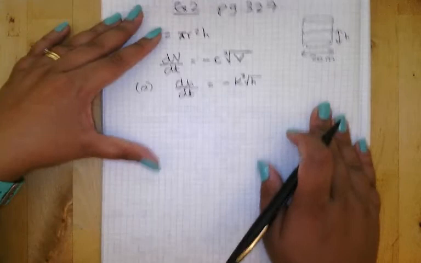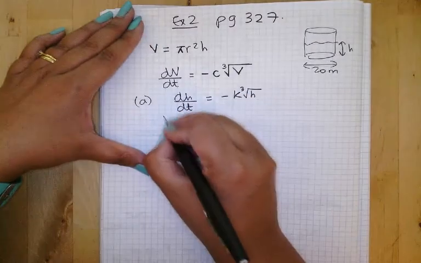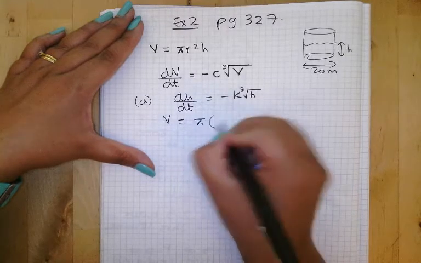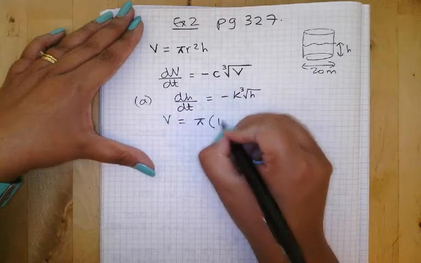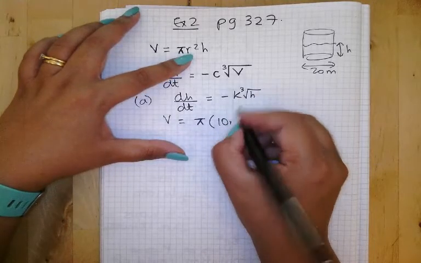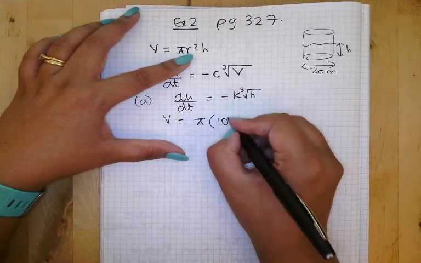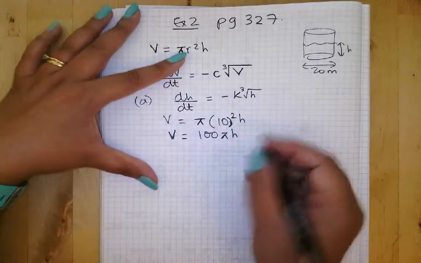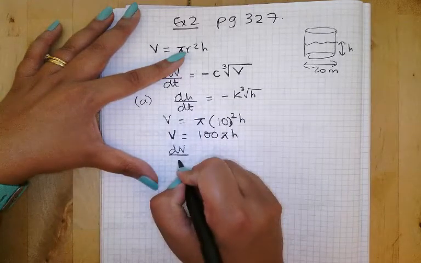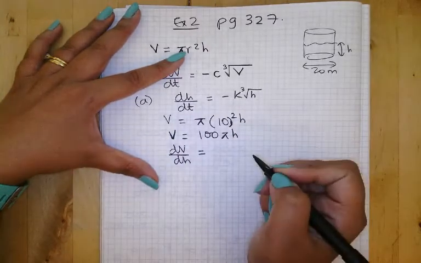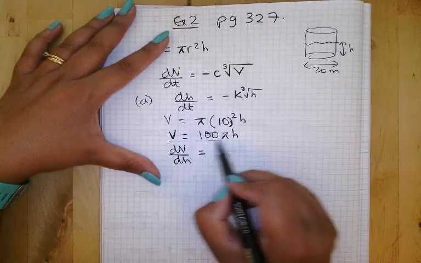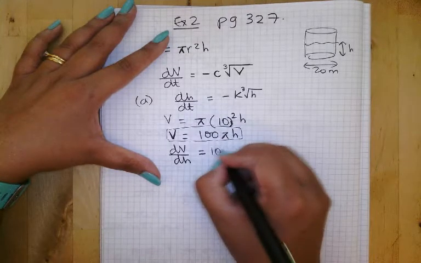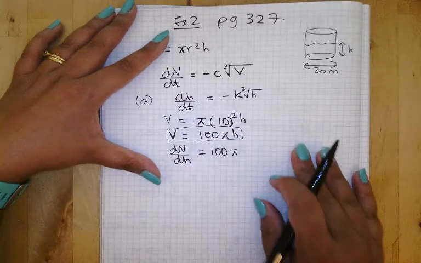Let's just work out the volume of this cylinder. So volume equals pi times 10, because our radius is 10, squared, h. That's going to give me 100 pi h. So that is our volume. So that means dV by dH is equal to, if this is the volume of the tank, then if I differentiate this, I'm going to get 100 pi. That's dV by dH.